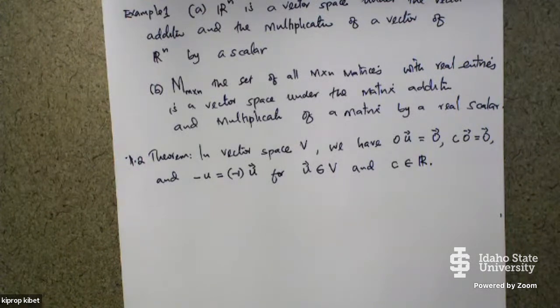So you can multiply a vector by 0 and you get a zero vector. You can multiply a scalar by a zero vector and you still get a zero vector. And minus u is the same as factoring out minus 1. Okay, so you can look at your textbook, there are some proofs. We can prove.